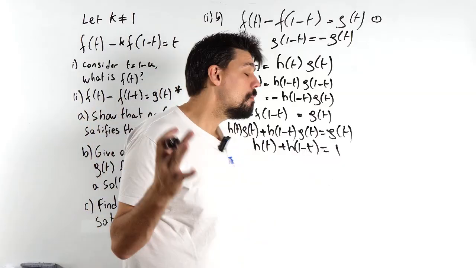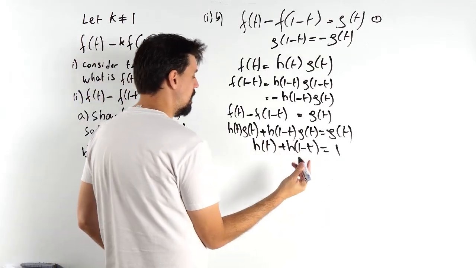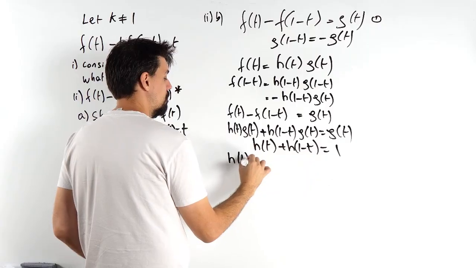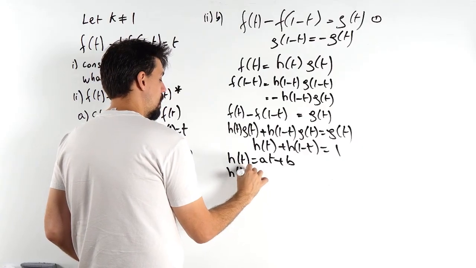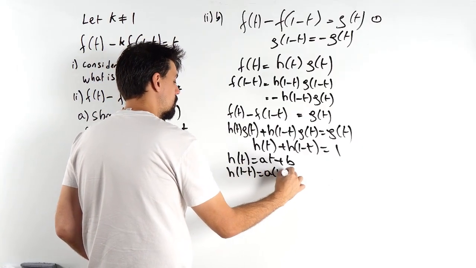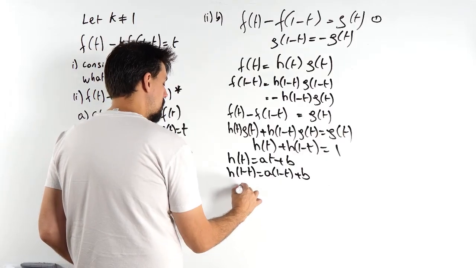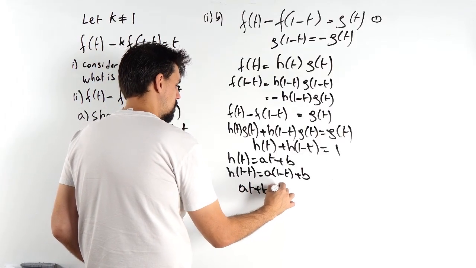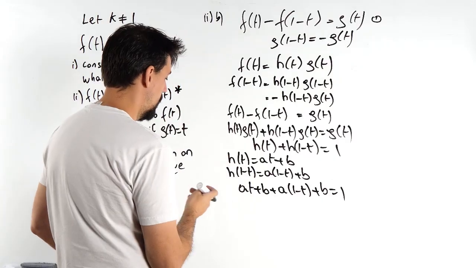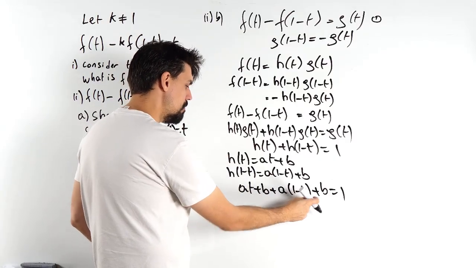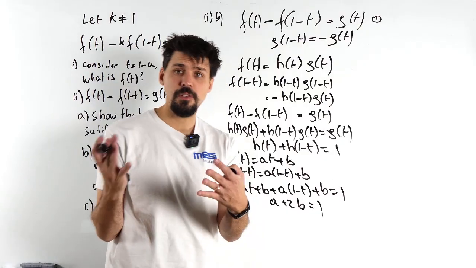Now we can start looking, but how about we look for something that is linear? How about we look for a linear function? Well, h of 1 minus t is there. So if I add them, I need to get 1. Well, what's kind of cool is that the t's cancel out. So this gives me a plus 2b equals 1. So this is completely possible.